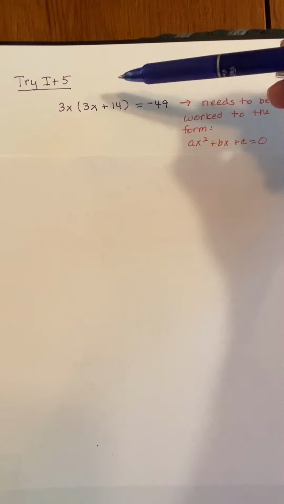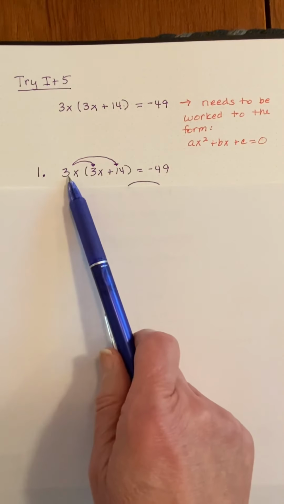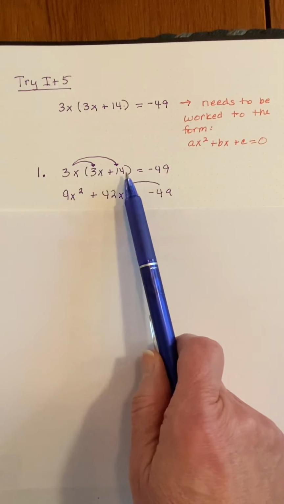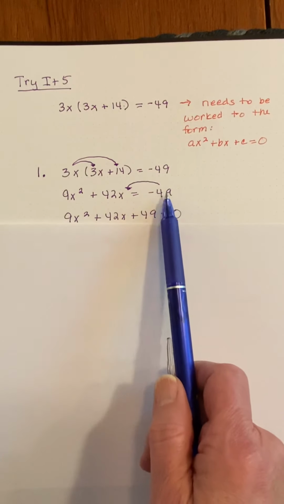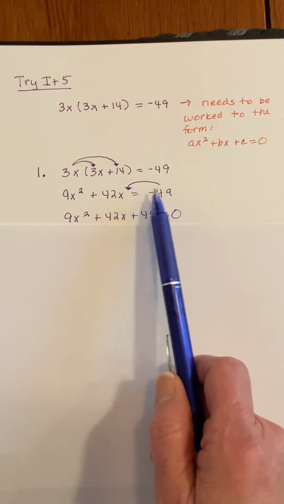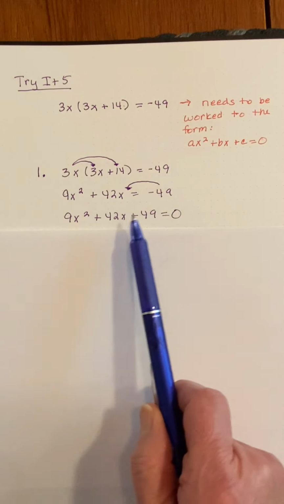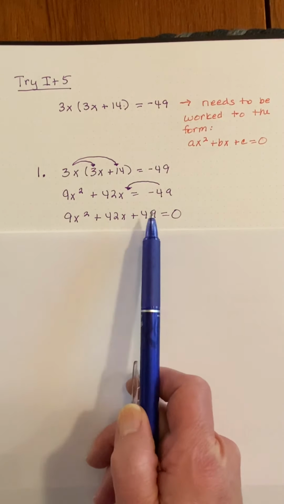So I need to get this over there, but first I need to distribute 3x to the 3x and the positive 14. So I do just that. 3x times 3x is 9x squared. 3x times positive 14 is a positive 42x. And now I'm going to bring that -49 over because I need this side to equal 0. So bringing that over, I add 49 to each side. So I'm ending up with 9x squared plus 42x plus 49 equals 0.